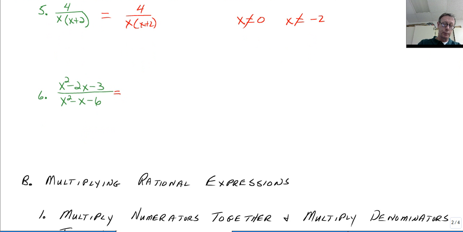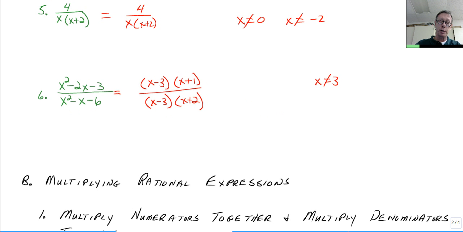Next problem. Let's factor this. In the numerator, I'm looking for two numbers that multiply to a negative 3 and add to a negative 2. That would be x minus 3 and x plus 1. In the denominator, I'm looking for two numbers that add to a negative 1 and multiply to a negative 6. That would be x minus 3 and x plus 2. So we can see that in this expression, if I had an x value equal to 3, that would make the denominator go to 0. And an x value of negative 2 would also make the denominator go to 0, so I can't have those. And what I would have is these x minus 3's would cancel, leaving me with x plus 1 all over x plus 2. And that's how we simplify rational expressions.